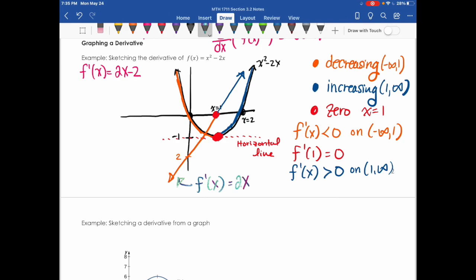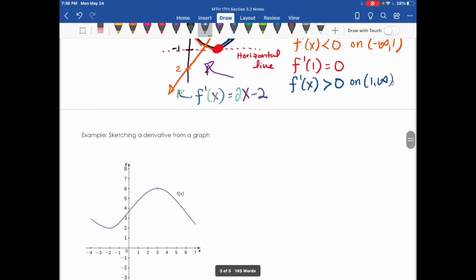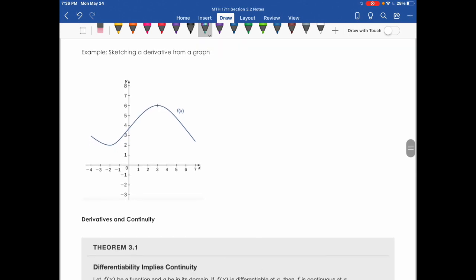And we checked it because we did this one previously. The derivative of this function, x squared minus 2x, when we use the definition, we got 2x minus 2. So these are the things you want to look for when you're sketching the derivative. Where is it increasing? Where is it decreasing? Where is it 0 on the function? And then you can apply that to sketching the derivative.